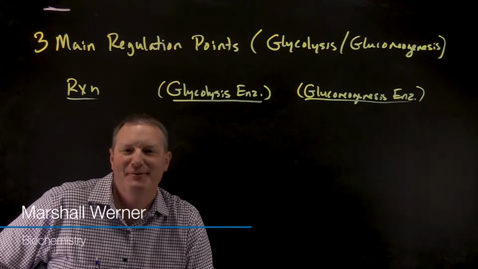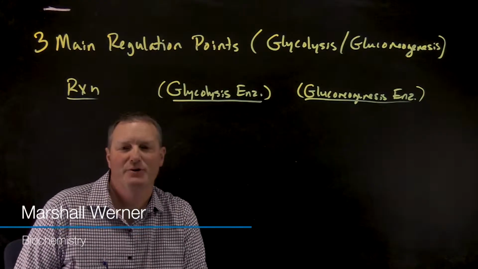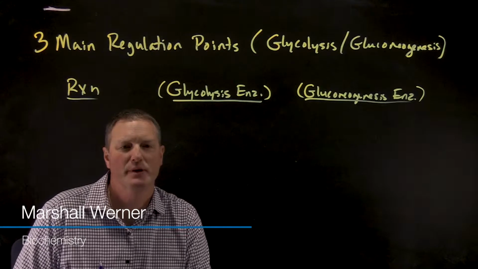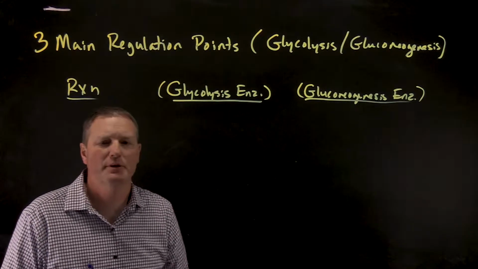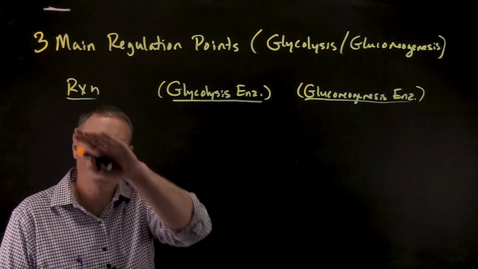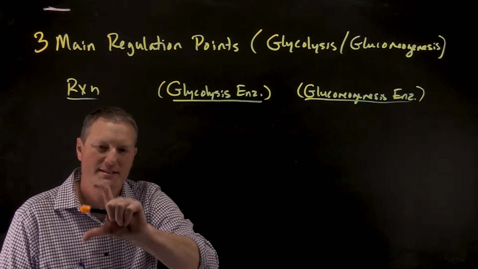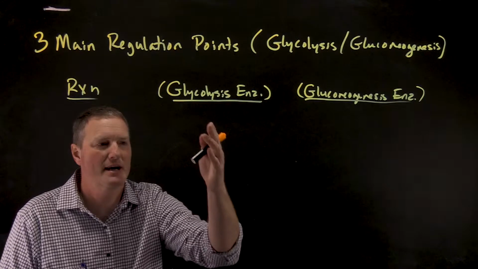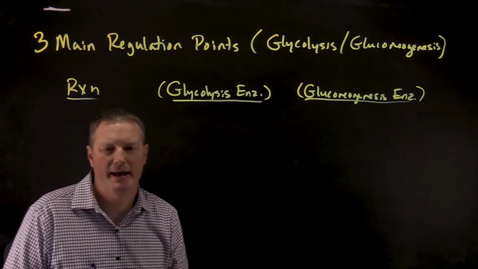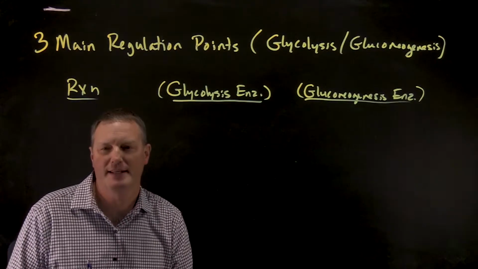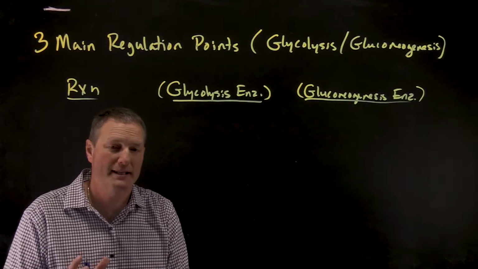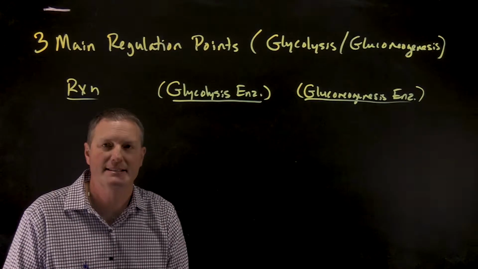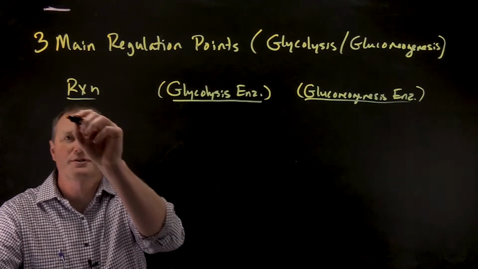Hey everyone, in this video we're going to talk about the three regulatory points that are different between glycolysis and gluconeogenesis. So I'm going to build a little table here. We're going to list out the three main points in those pathways, and then I'll list out the enzymes that are the key regulatory enzymes that help control the two different pathways. So the first spot that's different between these is the interconversion of glucose to glucose 6-phosphate.